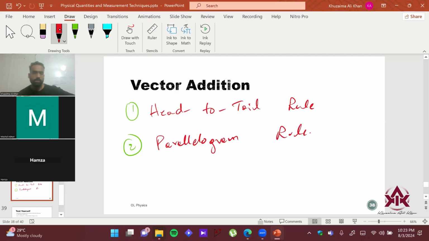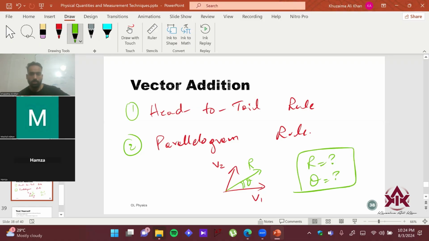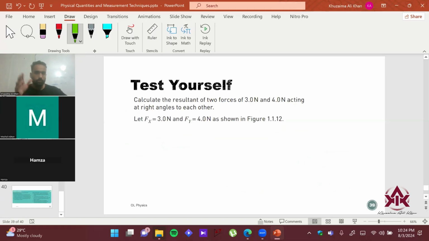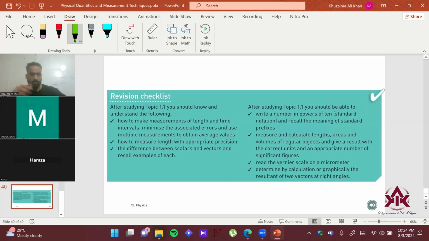So why do we need this? Let's say you are given two vectors, like this. This is vector 1, v1, and this is vector 2. If you want to find the resultant vector, it would be roughly around like this, with resultant vector and angle theta. If you want to find the direction and magnitude of the resultant vector and the value of theta, we will be solving them using these two methods in the future. Inshallah, we will discuss this example. You can solve it in the class also, or I can give you a homework assignment in the next class. And this is the checklist, the first chapter summary over here.